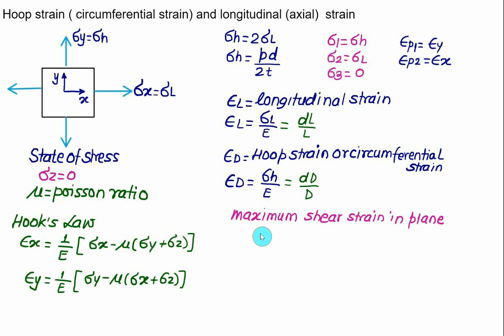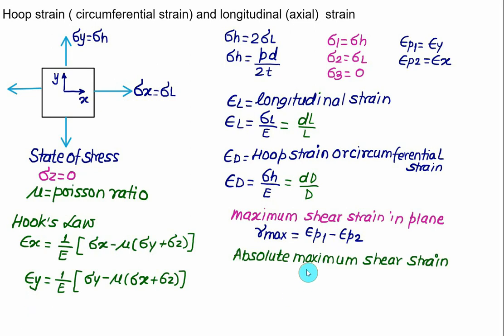The maximum shear strain in the plane is represented by gamma max. That will be equal to the difference between the two principal strains, that is epsilon P1 minus epsilon P2. So you have to calculate here the two principal strains, that is, the values of epsilon x and epsilon y. And to calculate the absolute maximum shear strain, we require the minimum value and the maximum value of strain. Out of that, epsilon 1 is equal to epsilon y. Along the y direction, we have circumferential strain that will be equal to the maximum value of epsilon.